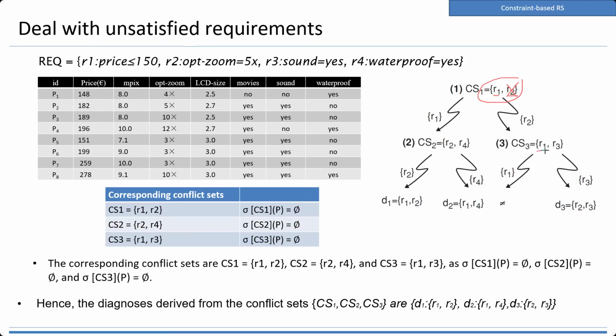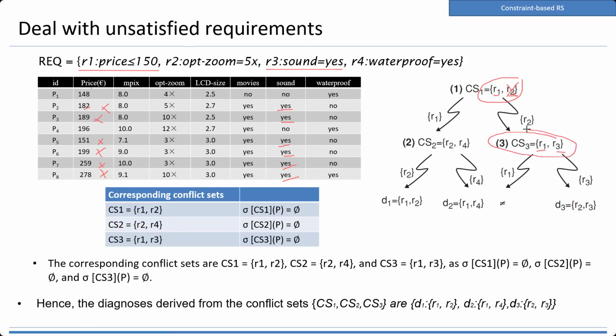Now I have R1 and R3. R1 is price less than 150 and the sound is yes. But are there any products which are less than 150? This is no. This is no. This is 151, no. This is no. This is no. And this is no. Then no solution. Then this is another conflict set.